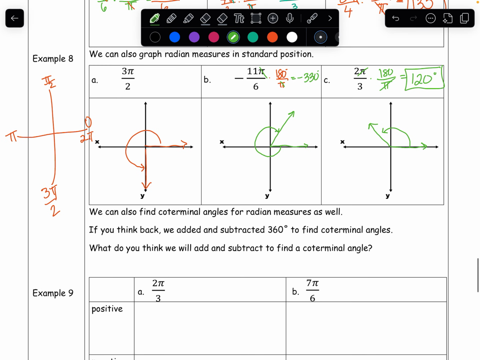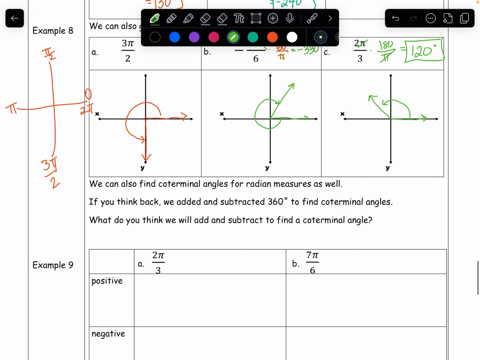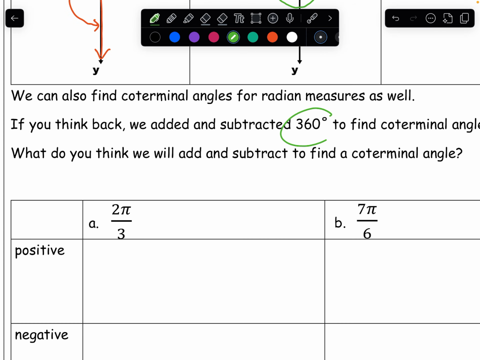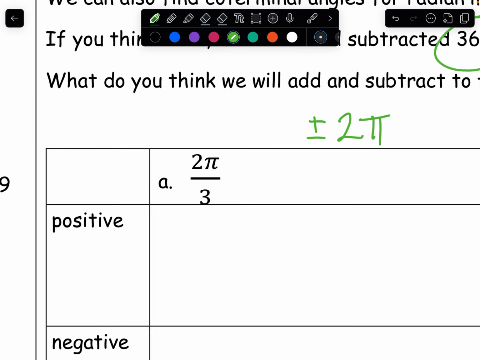We can also find coterminal angles if you haven't figured it out already. All the stuff we did with degree angles, we can do with radian angles. So if we think back, we added and subtracted 360 to find coterminal angles. What do you think we will add and subtract to find a coterminal angle? Well, if we're working with radians, 360 degrees is 2 pi, so we're going to add and subtract 2 pi.